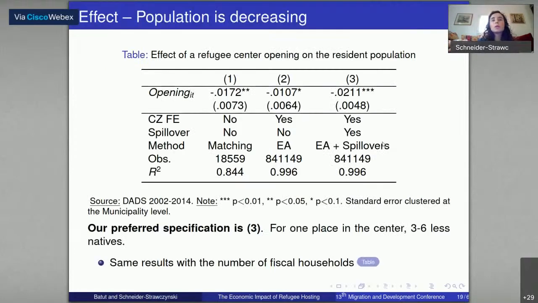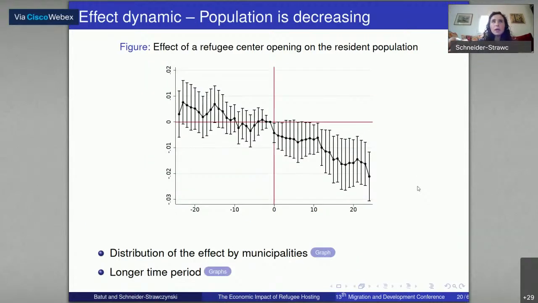So for the results, our result is that the population is decreasing after the opening of a refugee housing center. In our preferred specification, which is the event analysis accounting for spillovers, you see that there is a 2% decrease in the population after the opening of a refugee center, and we confirm that we find the same result with the number of fiscal households.